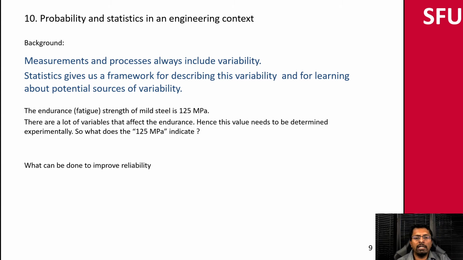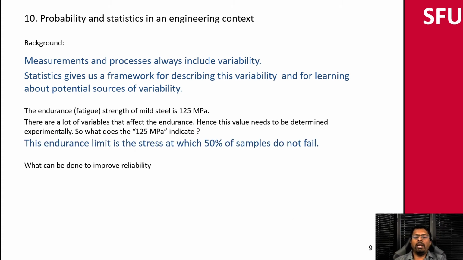Then the question is, what does it actually mean when somebody says the endurance limit, or endurance strength, is 125 megapascal? In the concept of endurance limit, it is a stress at which 50% of the samples do not fail. That means if you take a bar and stress it to 125 megapascal in circular bending, then 50% of the samples would not fail.